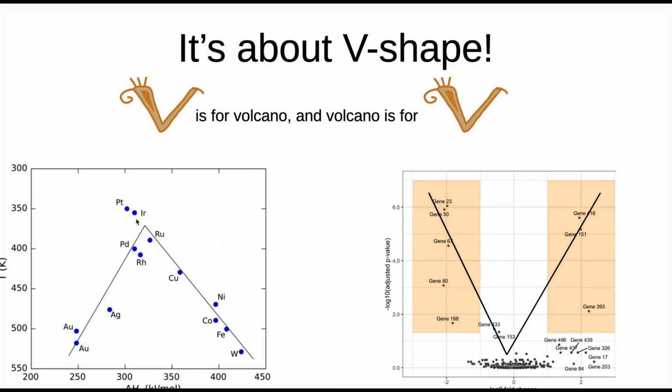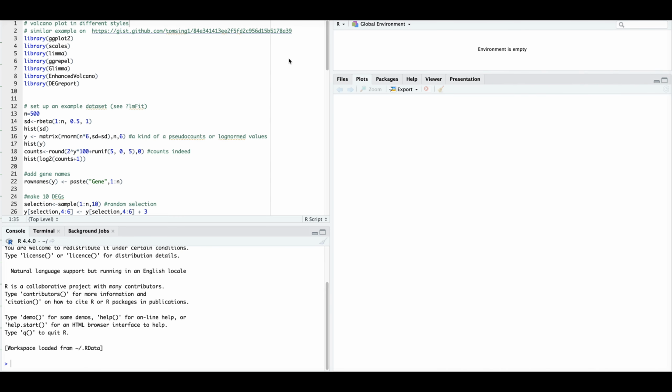And at the end, it's all about V-shape. V very likely stands for volcano, and volcano stands for V. It's either the shape of the mountain or the shape of the ashes spurted out of the mountain. And in order to appreciate this enhanced volcano, I wrote a script where I combine different volcano plots I've showed you so far.